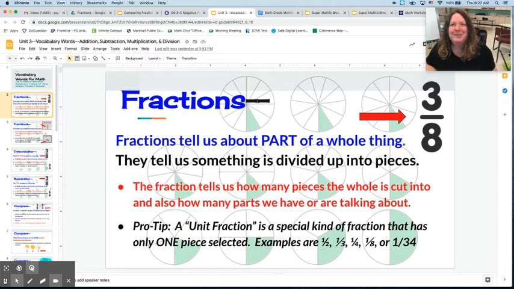Hey everyone, welcome to the Introduction to Fractions: Reading, Writing, and Comparing Fractions. So let's take a look.